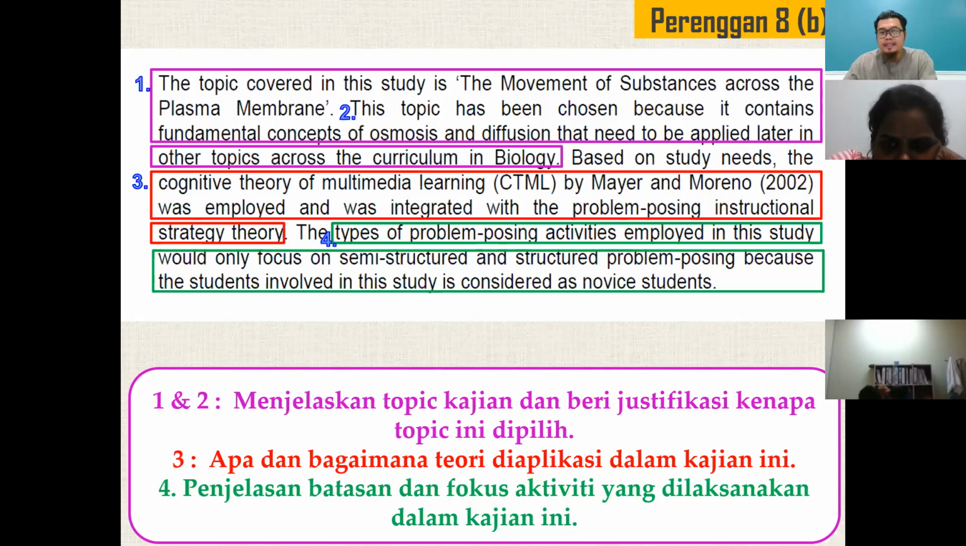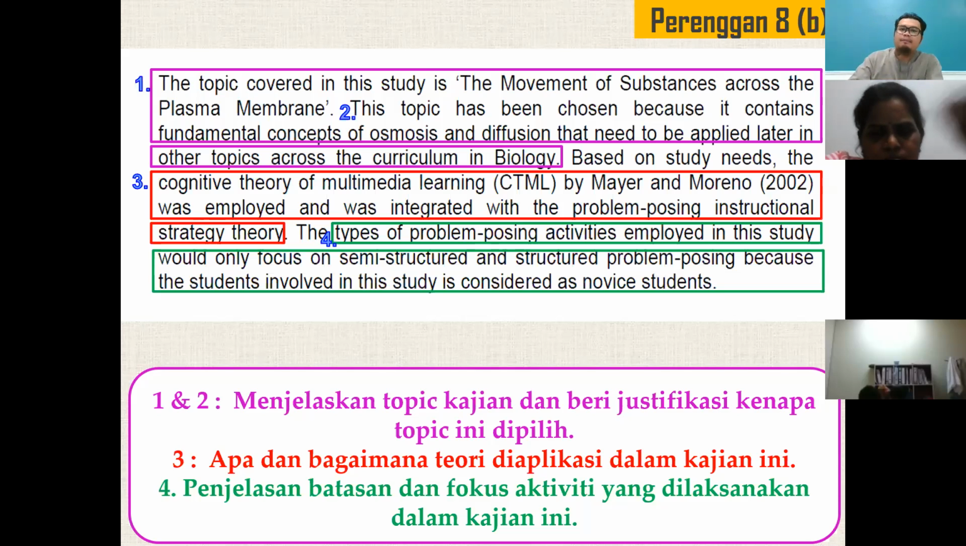Okay, based on study needs, they mentioned theory. You remember that I mentioned that another aspect of limitation is theory. So they highlight here, based on this study's needs, the cognitive theory of multimedia learning by Mayer and Moreno was employed, integrated with the problem posed instructional theory. The type of problem posed activity employed in this study only focuses on semi-structured and structured problem posed because the students involved in the study are considered novice students.